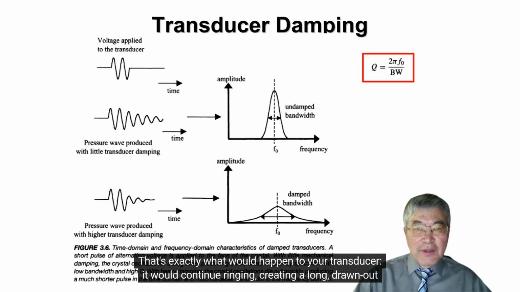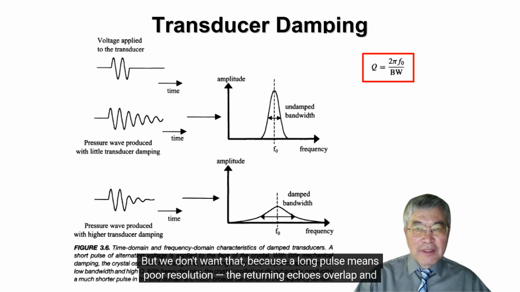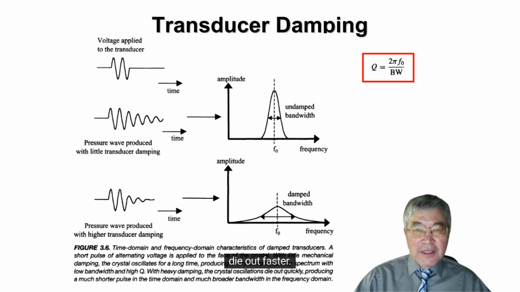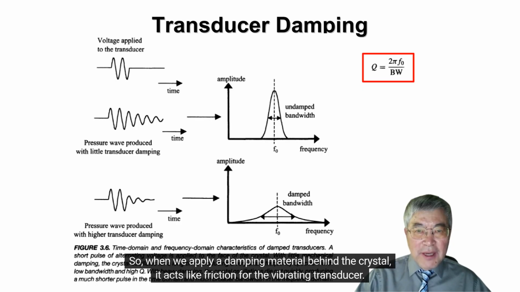It would continue ringing, creating a long, drawn-out pulse. But we don't want that because a long pulse means poor resolution. The returning echoes overlap and you lose clarity. Now, if the transducer is placed in a medium with some friction, like air or fluid, those vibrations die out faster. The amplitude drops quickly, and you get a much shorter pulse. This reduction in vibration amplitude is called damping. So, when we apply a damping material behind the crystal, it acts like friction for the vibrating transducer.